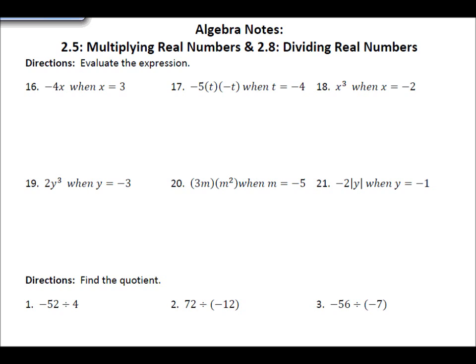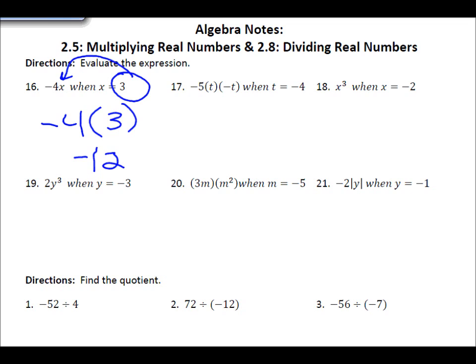Evaluate expressions. So remember, when we evaluate expressions, we're going to take the number that it gives us, and we're going to plug it in for x. Okay? So anywhere that there's an x, I'm going to plug in my number. So for number 16, I have -4, and I put my 3 in parentheses. Then it's the same process as we did earlier. 4 times 3 is 12. I keep the negative because I only have one negative sign.